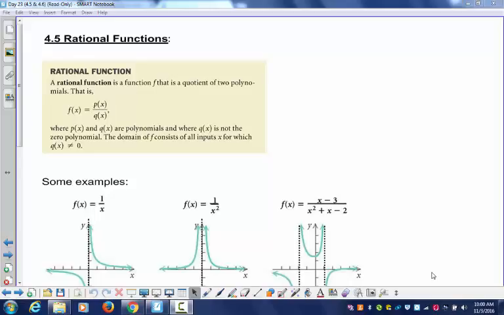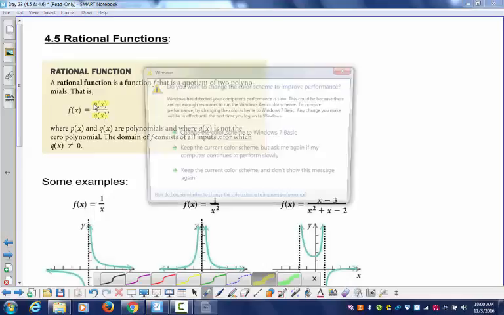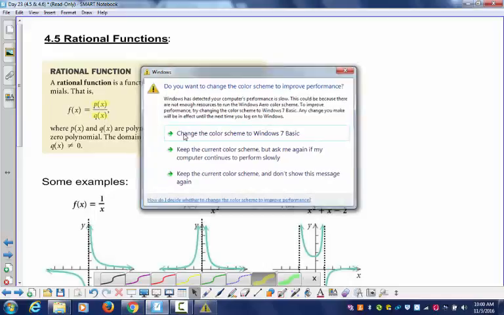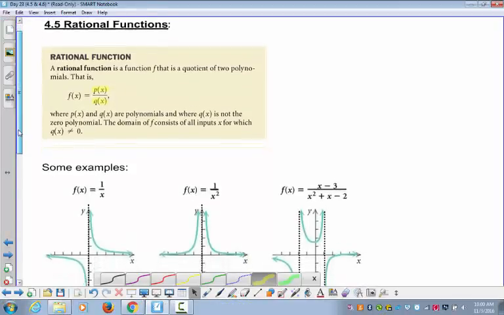So a rational function is just a quotient of polynomials. Polynomial in the top, polynomial in the denominator. They're functions, and if they're functions, they have to pass the vertical line test. That's a really important thing. Let's take a look at some.